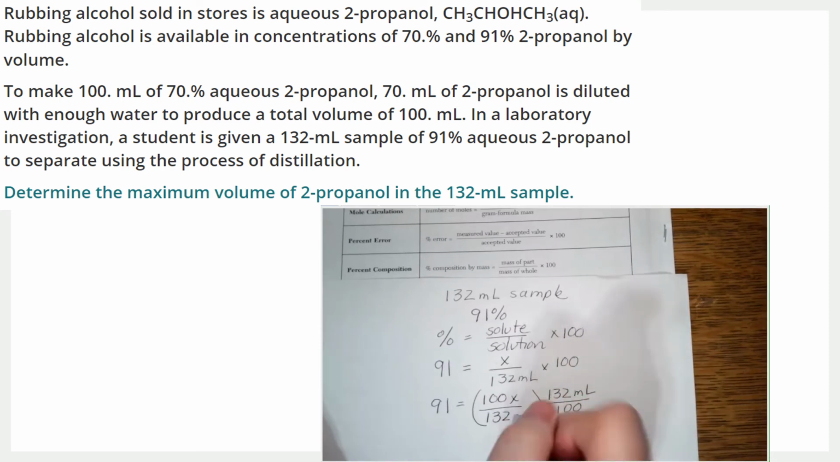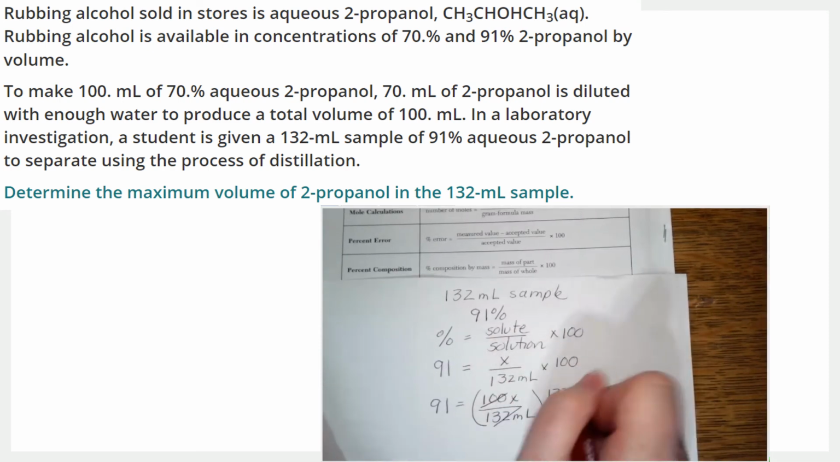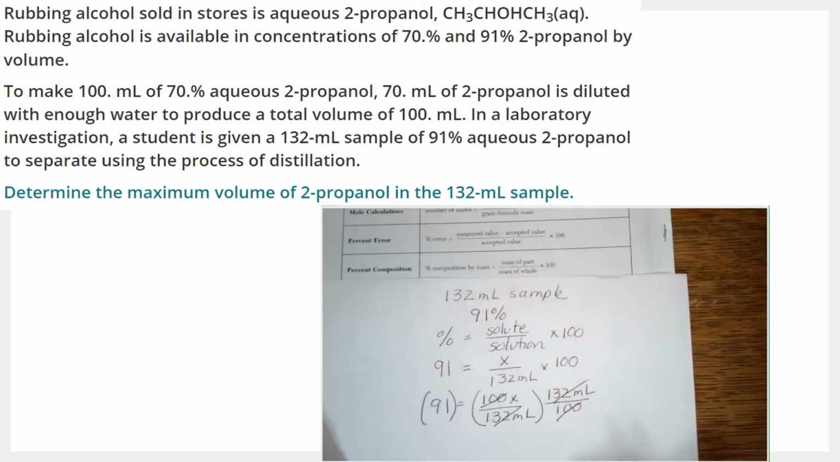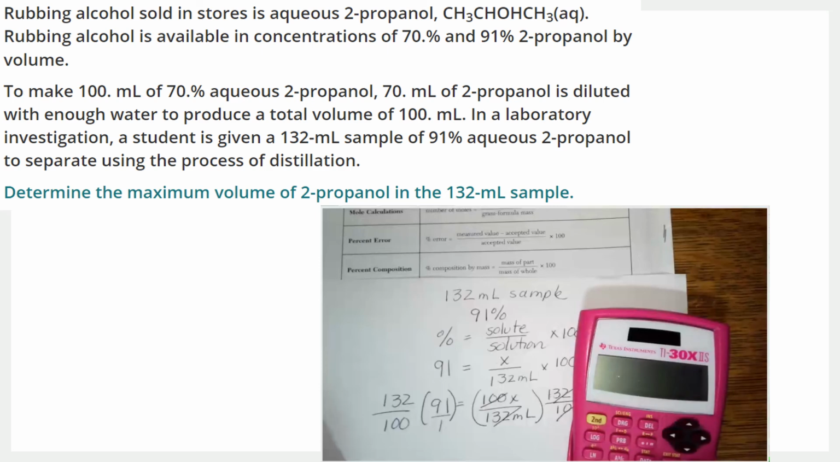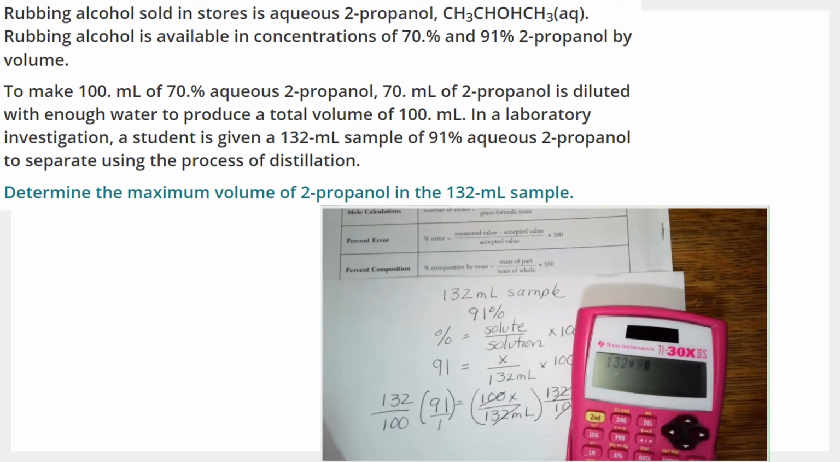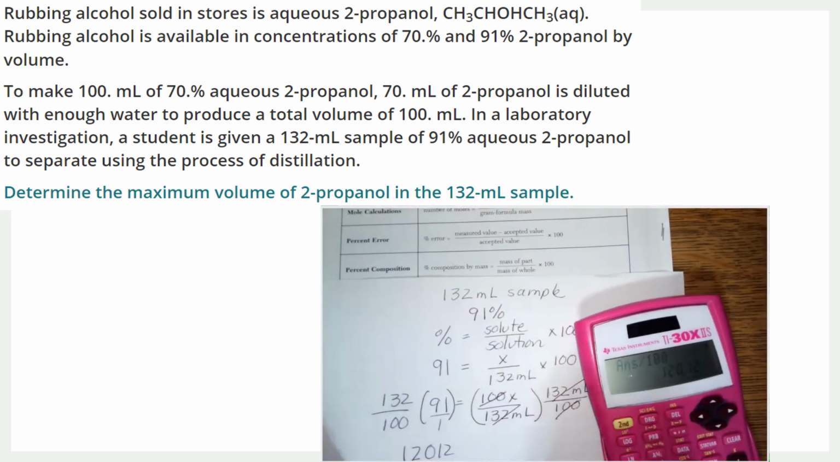Do you see that? It allows me to cross these out. But if I do that on that side, I have to do it on this side. So 132 over 100, and this 91 is really over 1, so I'm going to multiply these two. 132 times 91 equals 12012, divided by 100 equals 120.12 milliliters.